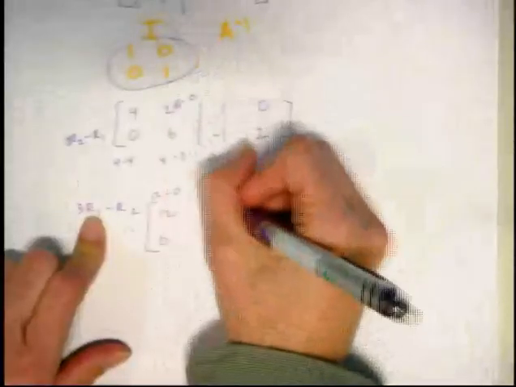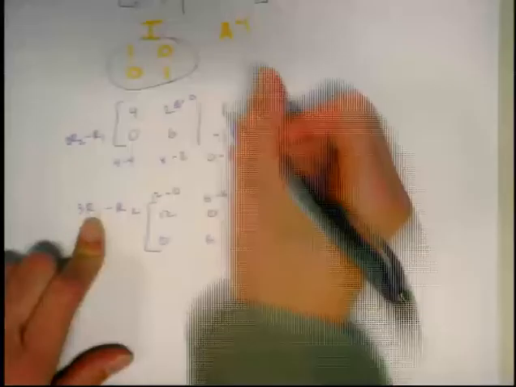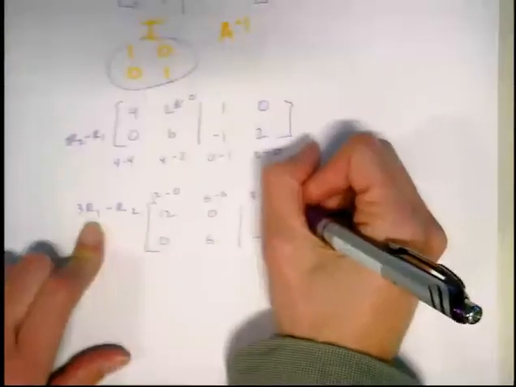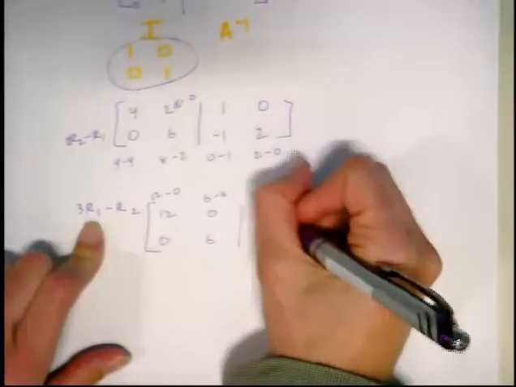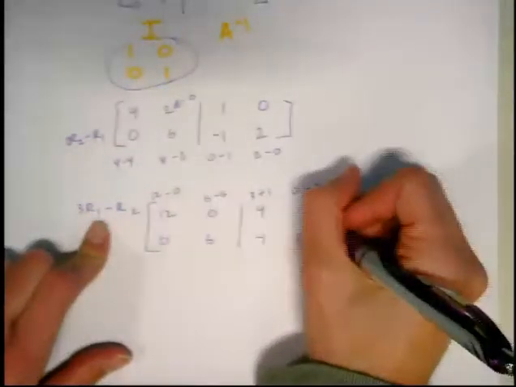So now I'm going to take 3 times row 1. So for the 4, that's going to be a 12 minus 0. So 12. 3 times row 1, so 3 times 2 is 6 minus 6, which is going to be 0. And here I'm going to take 3 times row 1, so 3 times 1 is 3, minus negative 1 is going to be 4. And then 3 times 0 is 0, minus 2 is negative 2.